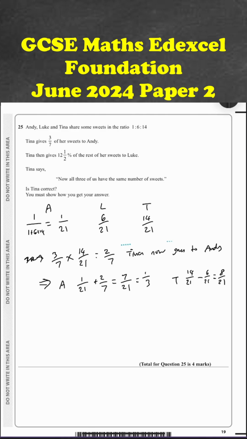So then she gives 12.5% of the rest of her sweets to Luke. 12.5% is the same as 1/8. Therefore, 8 over 21 times 1/8 is the amount she gives to Luke. These 8s cancel. 1 over 21 is given to Luke.